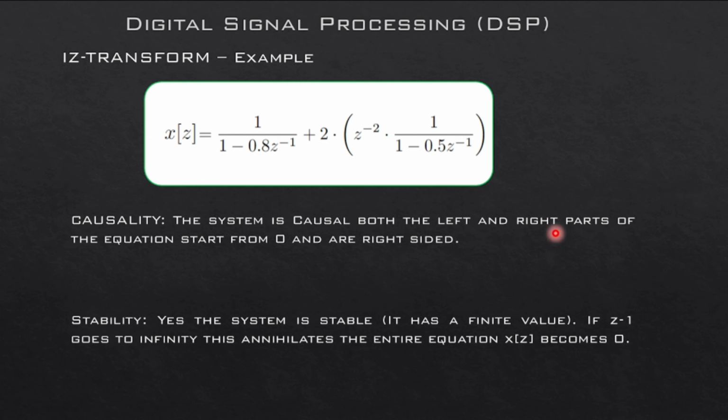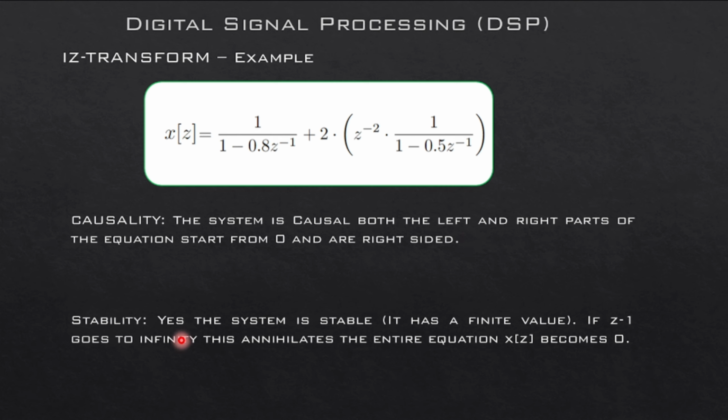Both the left and the right parts of the equation start from 0 and are right-sided. Stability, yes, which is the left part of the equation and the right part. If you go back to the previous page, you have u[n], correct? So it is causal. Why? Because it always starts from n equals 0. There are no values for n less than 0 for this equation.